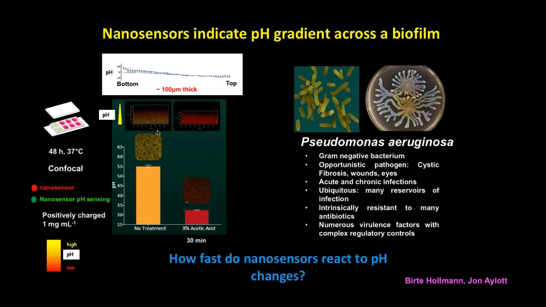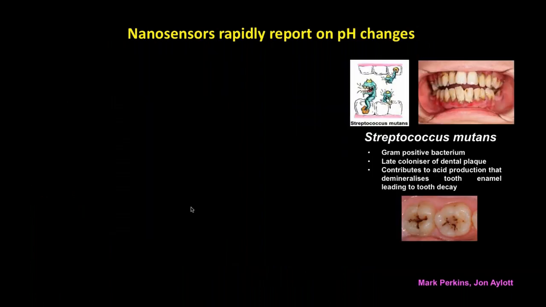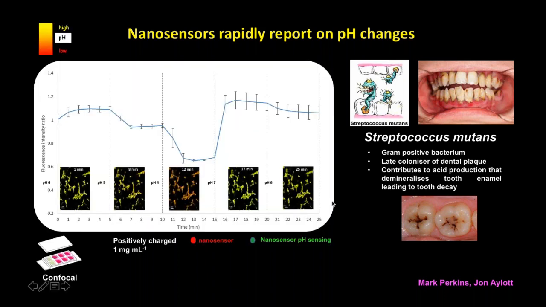But what we wanted to find out first was how fast the nanosensors can react to pH changes, because we don't always want to look at static changes like in this situation where we just added some acetic acid. So for that, we turned to a different bacterium, Streptococcus mutans, which this time is a gram-positive bacterium that's a late colonizer of dental plaque in the mouth. And because it can create acid production, which demineralizes the tooth enamel, this leads to the tooth decay that you can see here.